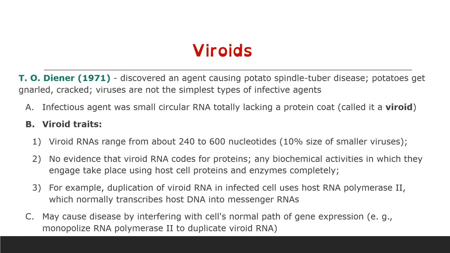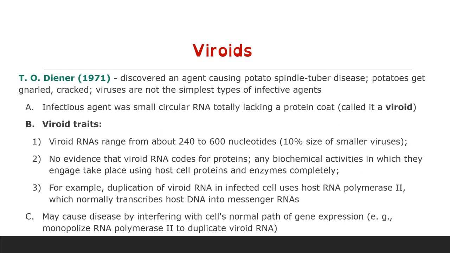So viroids. T.O. Diener in 1971 discovered an agent causing potato spindle tuber disease, wherein potatoes get gnarled or cracked, and viruses are not the simplest types of infective agents. The infectious agent was a small circular RNA totally lacking a protein coat. He called it a viroid.